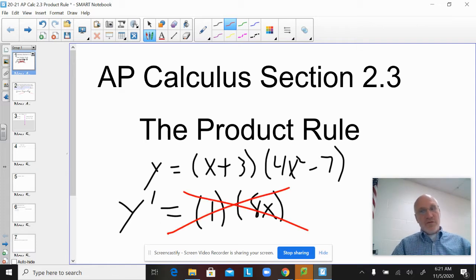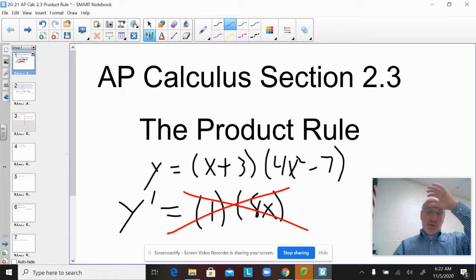When we learn rules of derivatives, we learn that the derivative of a sum is the sum of the derivatives, and that the derivative of a difference is the difference of the derivatives. That does not work with products and quotients. There's a different, special, unique formula for taking the derivative of a product, and it is one of these things that you will absolutely have to know, and you'll do it enough that you'll have no choice but to know.